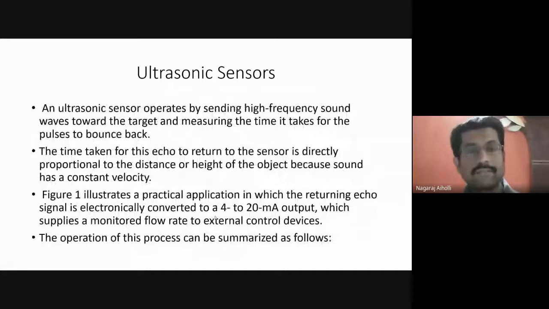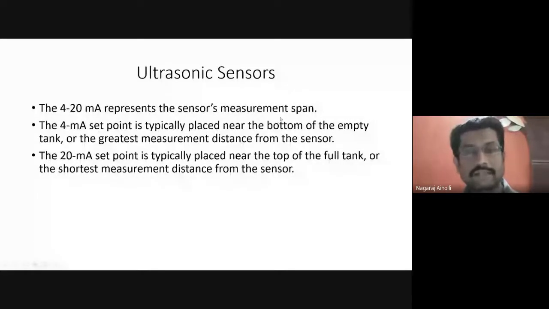4 to 20 milliampere represents the sensor's measurement span. It is a span of measurement followed by industries. The 4 milliampere set point is typically placed near the bottom of the empty tank, and the full tank is considered as 20 milliampere. In between, they are calibrated across the range.